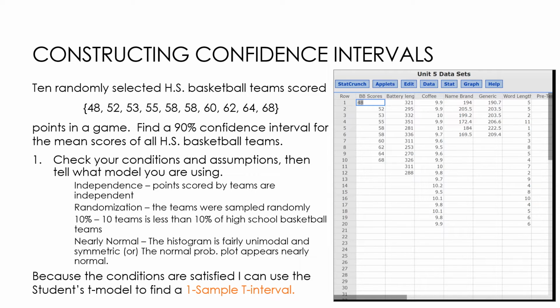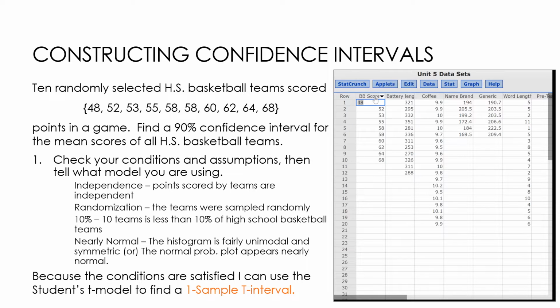So first I'm going to check my conditions. Independence. Points scored by teams are independent. Randomization, the teams were sampled randomly. 10%, 10 teams is less than 10% of high school basketball teams, and nearly normal. That's why I have Statcrunch open here, because I need to show you two different ways to check nearly normal.